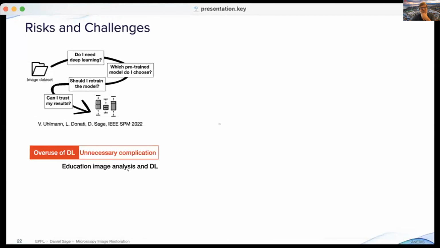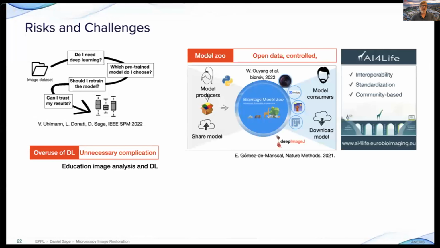So we need a lot of education in image analysis and deep learning, and maybe it's part of your project also, so that we can identify the cases where deep learning is useful and the cases where it's not. The other question: now you say, okay, I do not have an explicit model, I want to use deep learning. The first thing you should do is see if other people have already done a similar job, or trained some models.